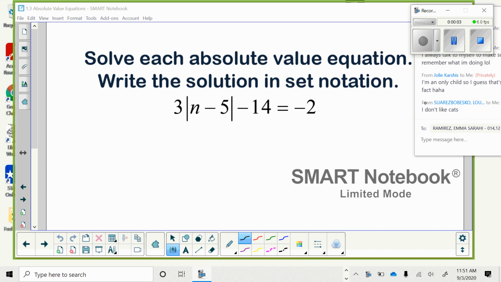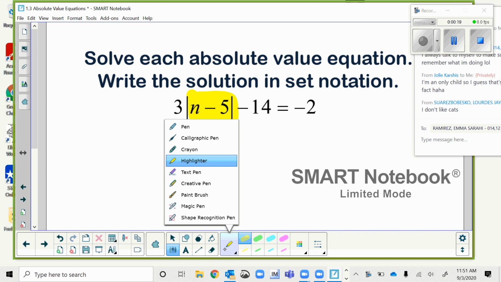So absolute value is a distance from 0. Distance is a measure. Measure is always positive. So I'm about to write down all the stuff that I said don't write down. Just look. So we have this absolute value here that I highlighted in yellow.